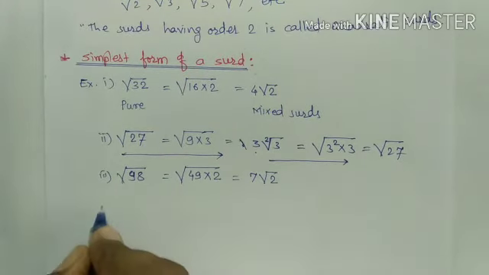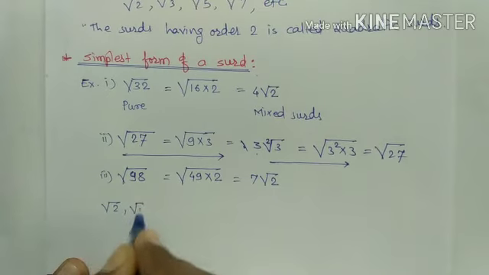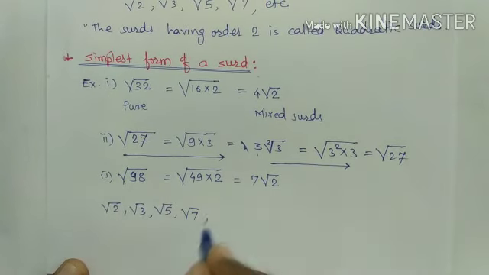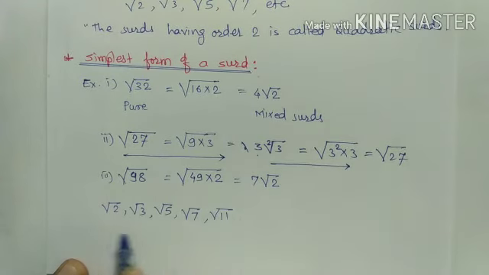When we consider surds like root 2, root 3, root 5, root 7, root 11, such types of surds we can't simplify further.